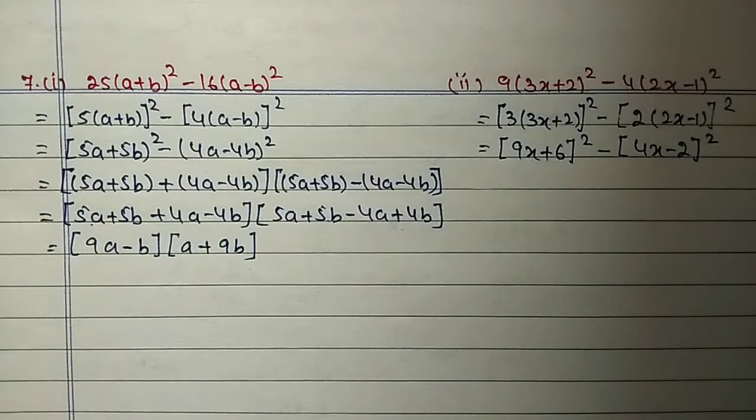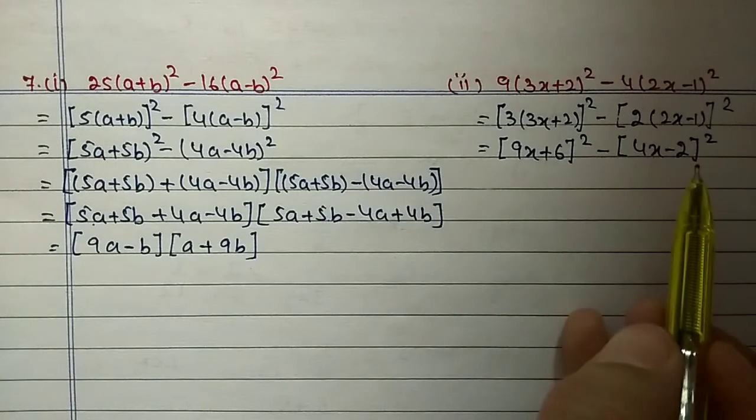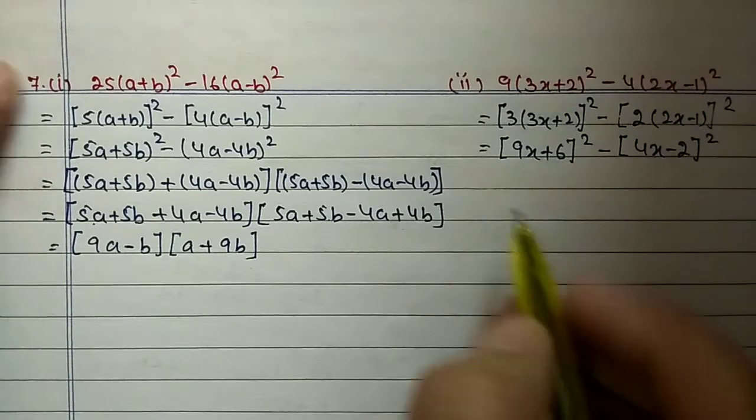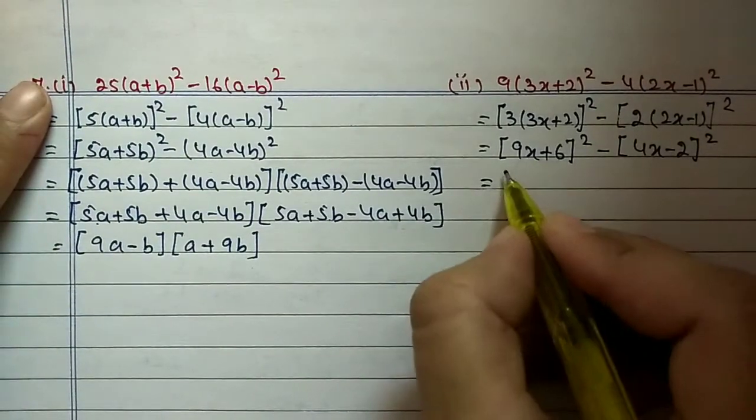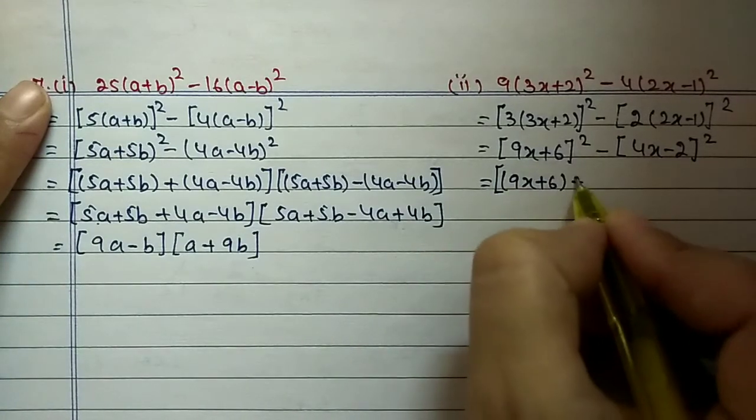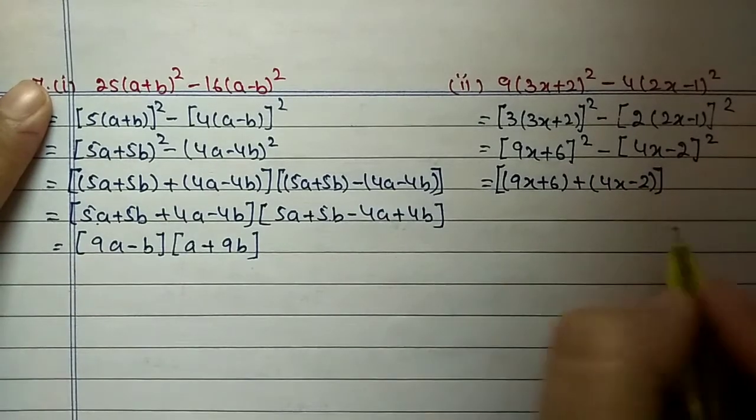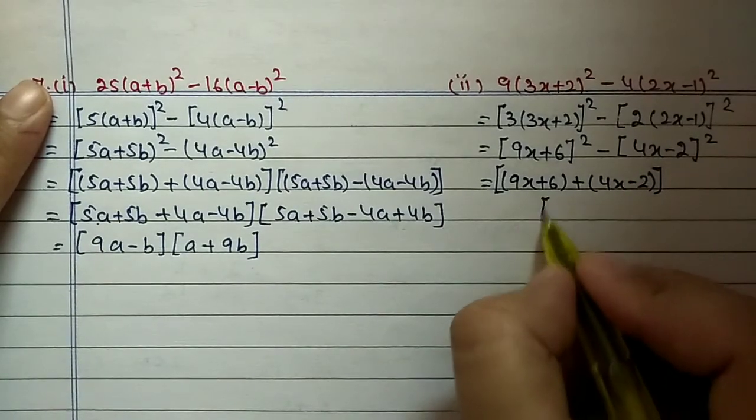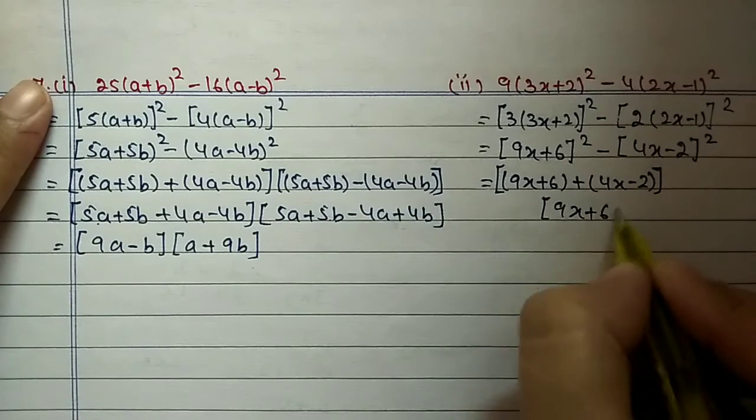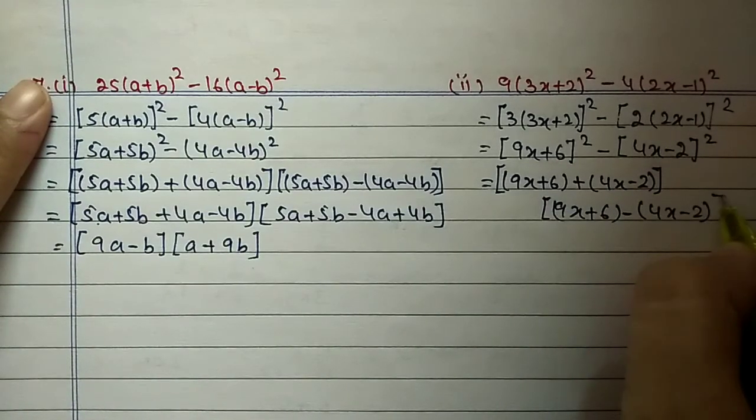Now you can use the formula a² − b². Take this whole thing as a and this one as b. So it will become (a + b), meaning (9x + 6 + 4x − 2), and another bracket (a − b), meaning (9x + 6 − 4x − 2).